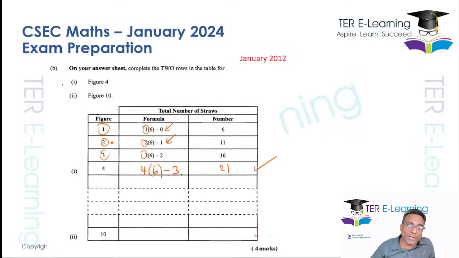For this row here, you have figure 10. So therefore we expect this number to be 10 by 6 minus, right? This number will be 1 less, so it's 9. So that's 10 6s are 60. 60 minus 9, you're going to get 51, right? So we're getting 4 marks just for working that out there.